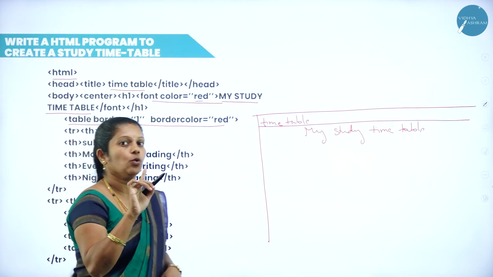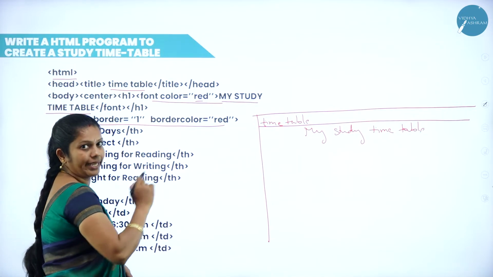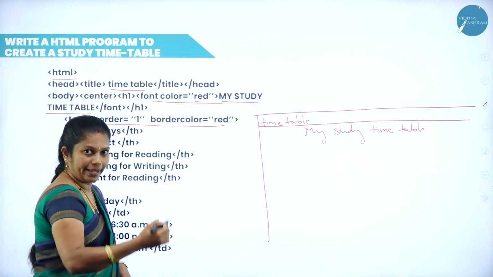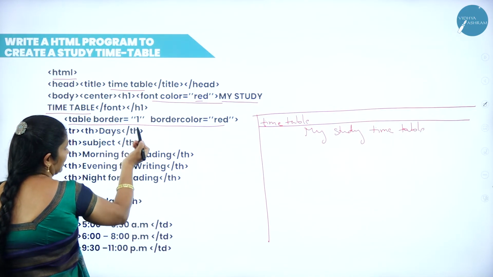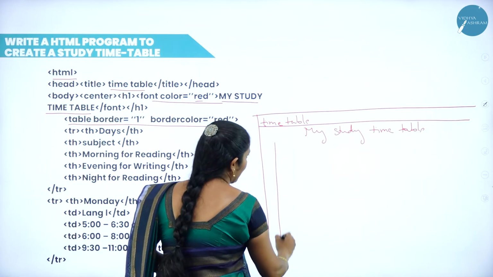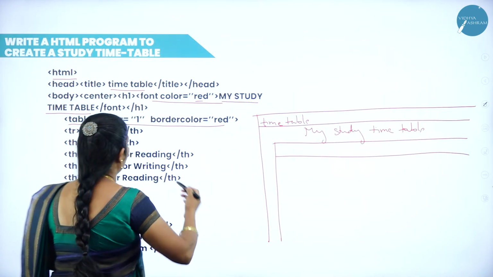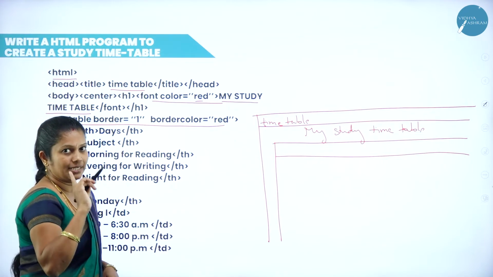If you write C-O-L-O-U-R, then it will not work. That's why it is border color equals red. Here I am creating one table. The table border thickness will be 1 and the color will be red. On the table, the thickness we have given is 1 and the border color we have given is, for example, red.